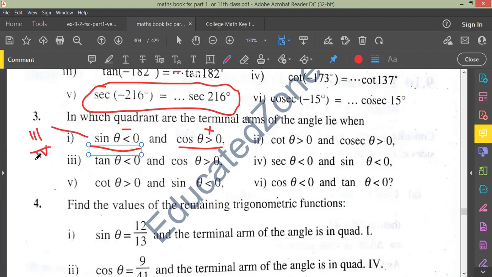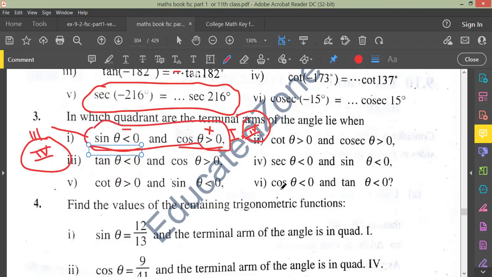This is our first answer, and cos is positive in first quadrant and in fourth quadrant. So here we will take the quadrant which is common in both. Fourth quadrant is common in both. So the answer of this complete question will be our fourth quadrant.